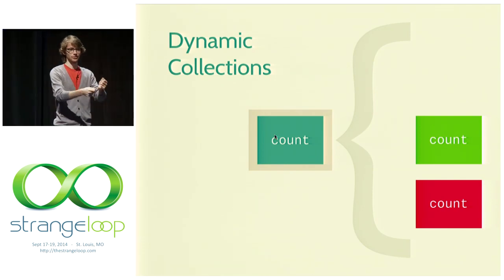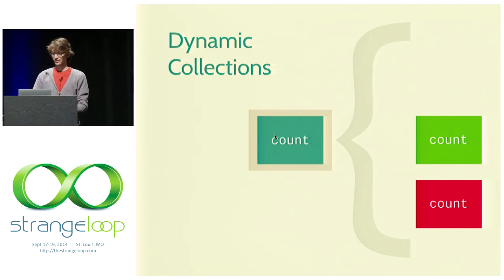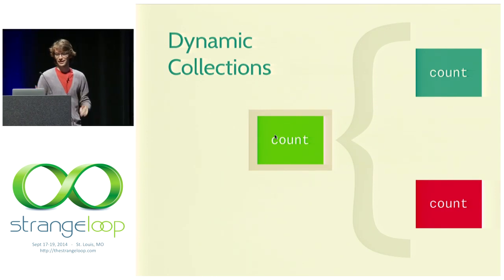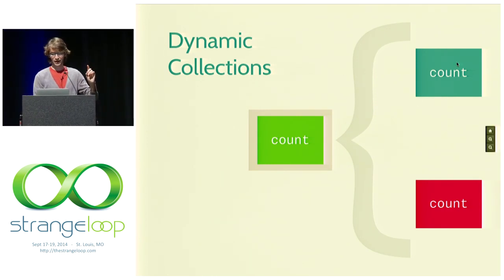Let's say 5 events go through. So increments 1, 2, 3, 4, 5. Then we switch it out for the green one. Now, at this point, this guy's holding 5. This guy's holding 0. This guy's holding 0.